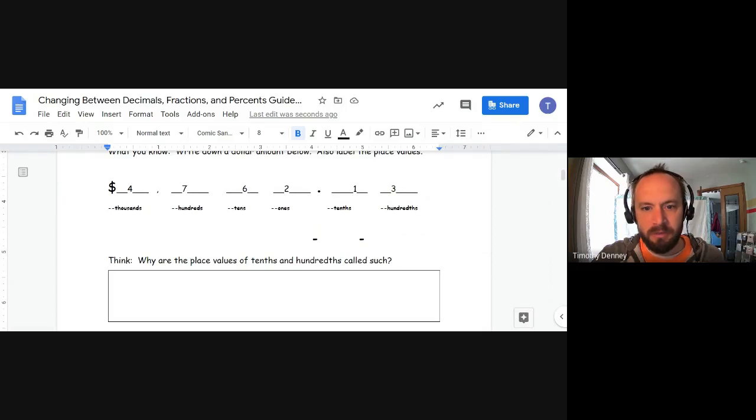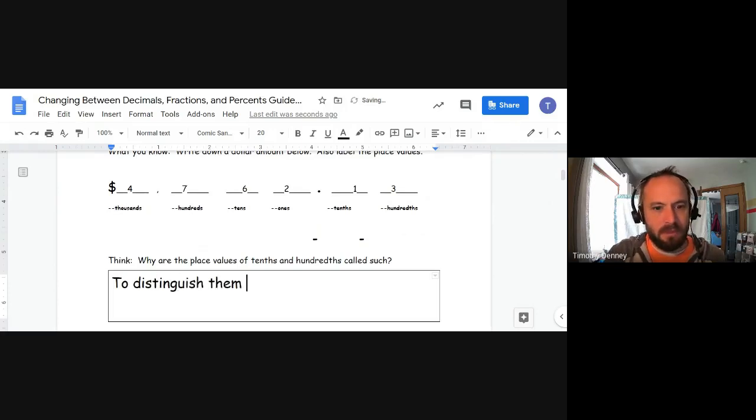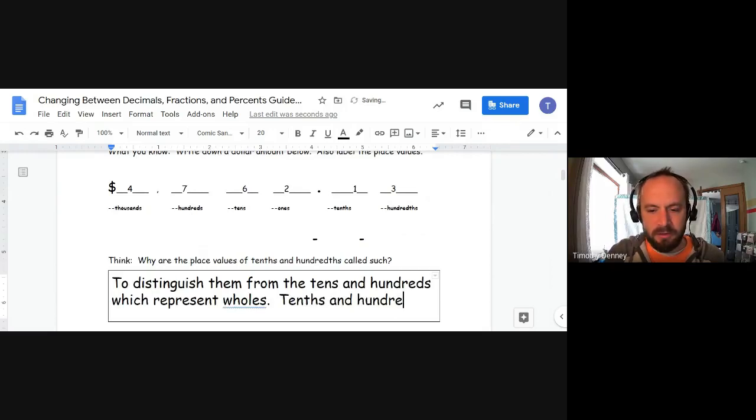That's what the decimal separates. It separates our parts and it separates our wholes. So why are they called that? To distinguish from the tens and hundreds, which represent wholes. Tenths and hundredths represent parts of a whole.